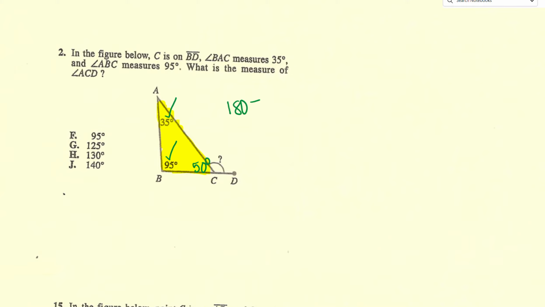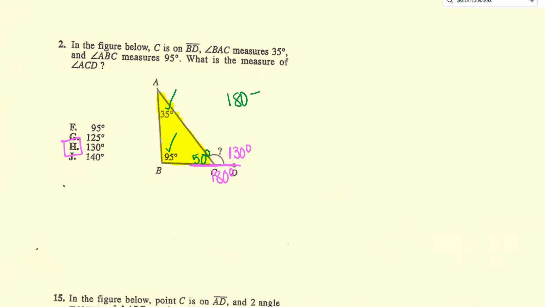Now, another important thing that you want to remember is that if you have angles that share or sit on a line together, that also makes 180 degrees. So if this side is 50 degrees, subtract that from 180, and the other side is 130 degrees, which is answer H.